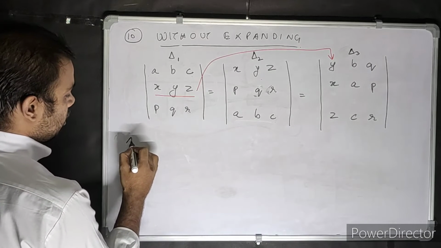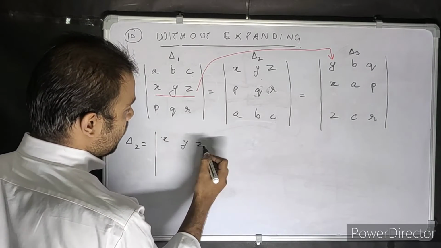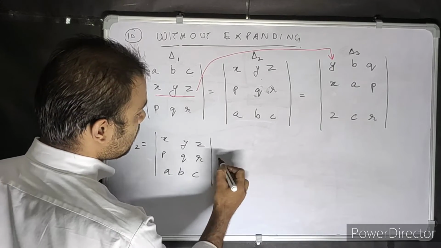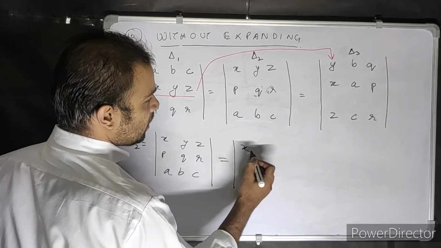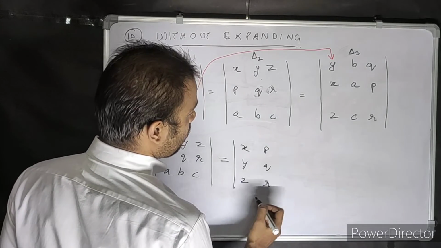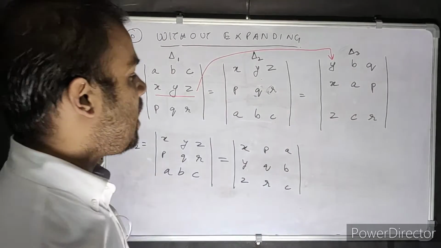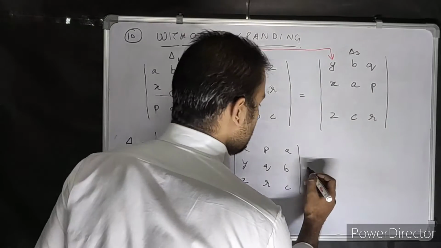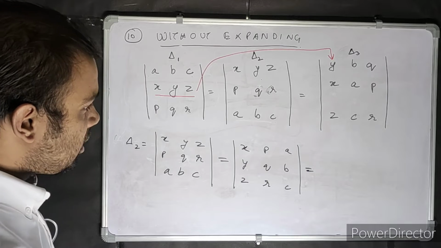So take 2. The determinant 2 is given as x, y, z, p, q, r and a, b, c. You see x, y, z is in the column, so this determinant can be written with x, y, z here, p, q, r over here and a, b, c over here. That way I got x, p, a over here. Now I can just change. From here only you can change if you want. Alright, let's see what is changing.